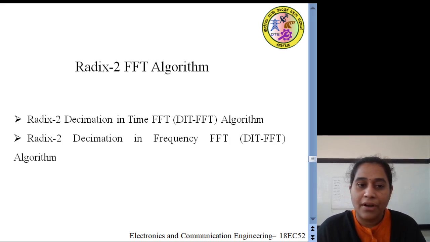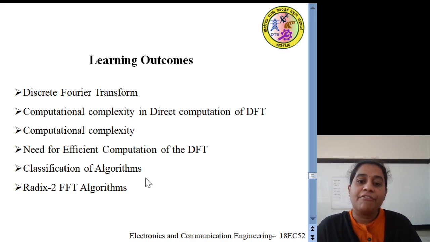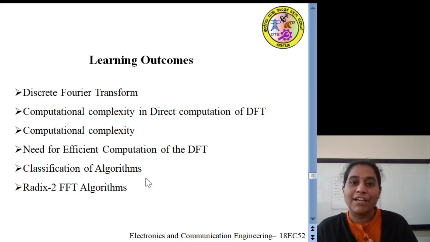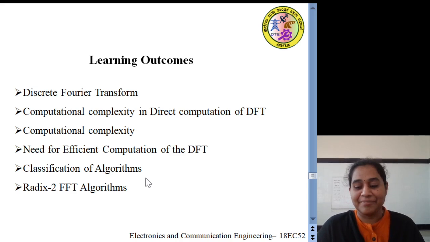So, summarizing whatever we have learned in this session: discrete Fourier transforms. Then we considered computational complexity, in finding direct computation and total computation complexity. Then we looked at the need for efficient computations for finding DFT. Then we considered the classification of algorithms available for computing DFT. Then we concluded this session with the radix 2 FFT algorithm.